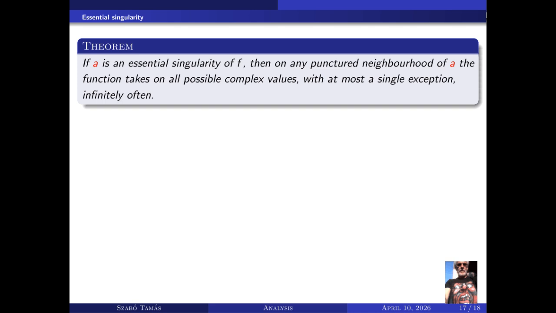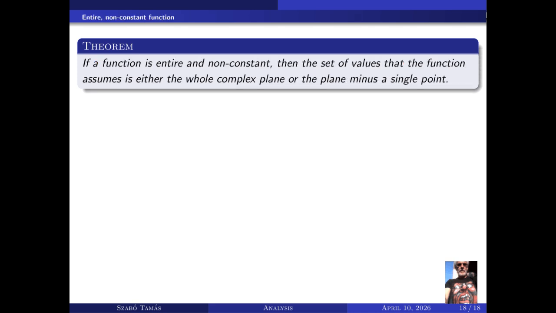Essential singularity. If a is an essential singularity of f, then on any punctured neighbourhood of a, the function takes every complex value, with at most one exception, infinitely often. Entire non-constant function. If a function is entire and non-constant, then the set of values that the function assumes is either the whole complex plane or the plane minus a single point.